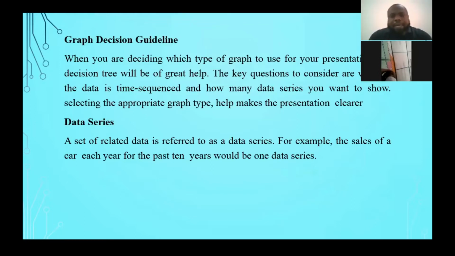Before we look at the guidelines, we made mention of data series. I think we should look at the definition. I've carefully defined it as: a set of related data is referred to as a data series. For example, the sales of a car each year for the past 10 years would be one data series.